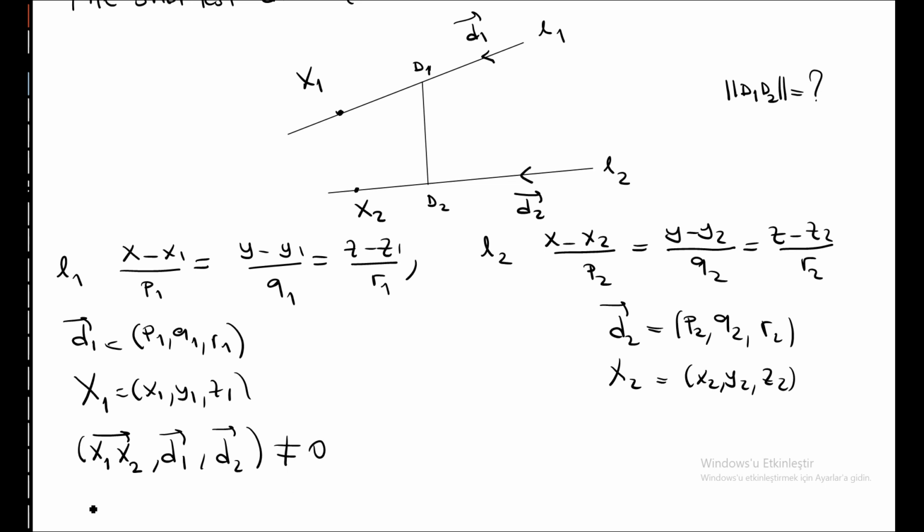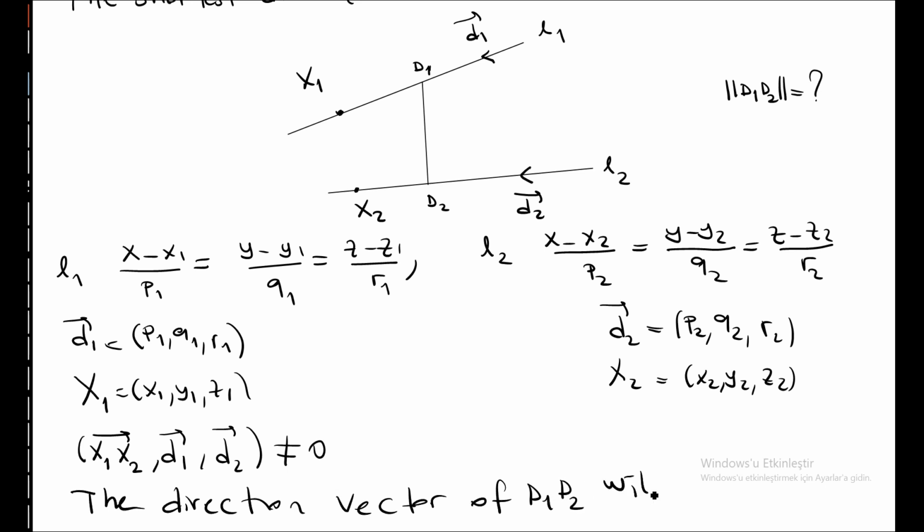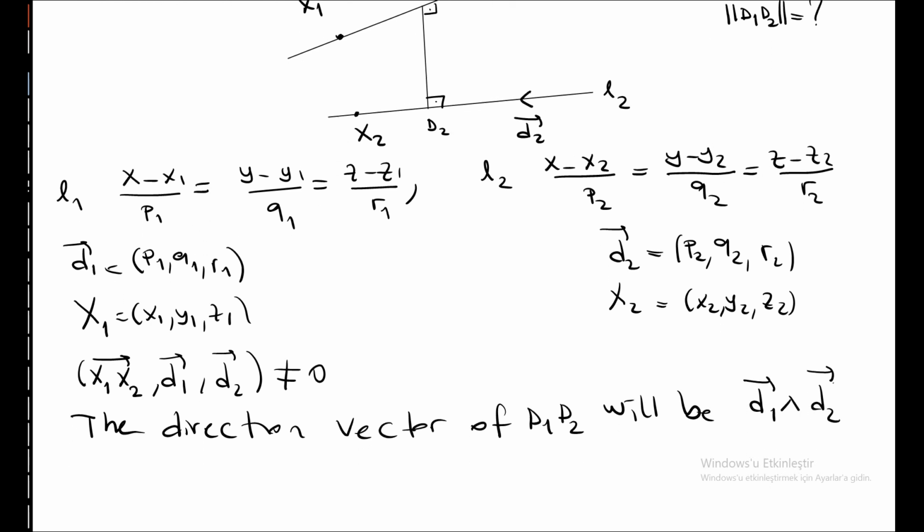So the direction vector of d1, d2, this line segment, because d1, d2 is perpendicular to d1 and perpendicular to d2, so it will be in the direction of this cross product. So first we see this one.